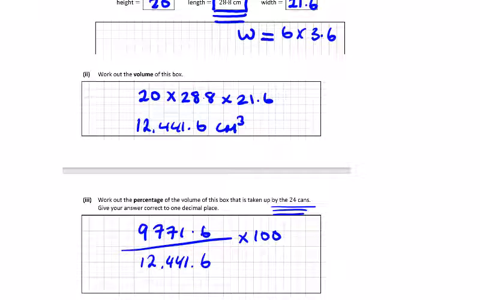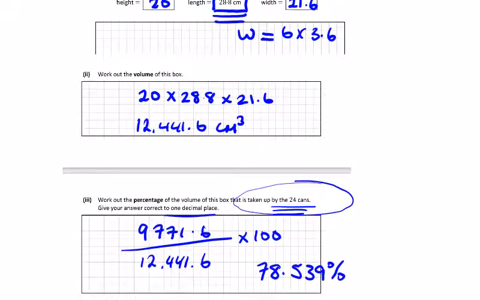Just make sure it's not the spare space. They can ask that as well. It is taken up by the cans. So type that into your calculator, and you will get an answer of, looks like 3/4, just over 78. Correct to 1 decimal place, 78.539. Don't forget to round off, 78.5% taken up by the cans in this box.